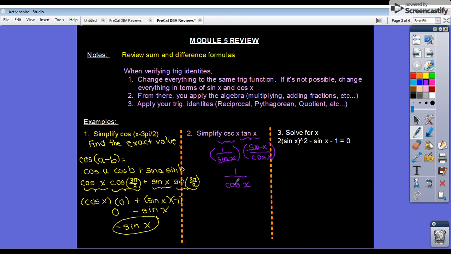Not quite done yet, because if you look under the reciprocal identities, what is 1 over cosine x? Well, that would be secant x. Final answer.